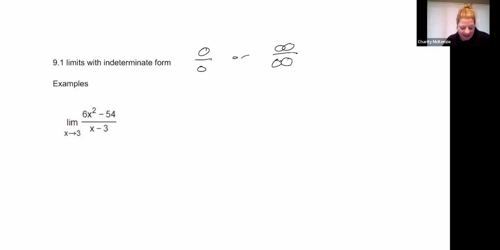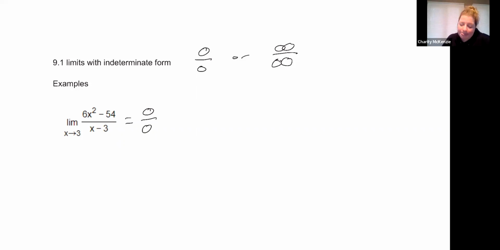This first one right now, if we put this 3 into the function, then we're going to see a 0 on top because 3 squared is 9. 9 times 6 is 54. 54 minus 54 is 0. And this one as well, 3 minus 3 is 0 as well. So we can see this is in the form 0 over 0. So we can't solve it the way it is. So we're going to rewrite this function using factoring and cancel common factors so that we can put the 3 in and not get a 0 over 0.